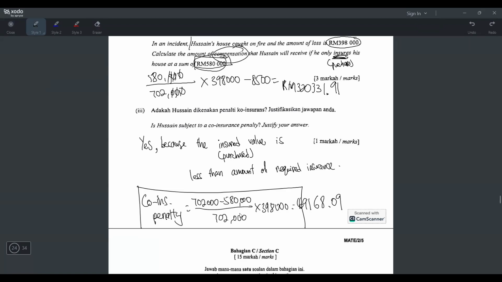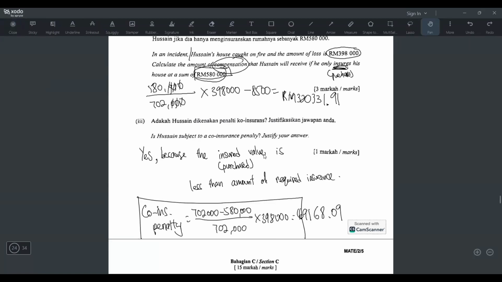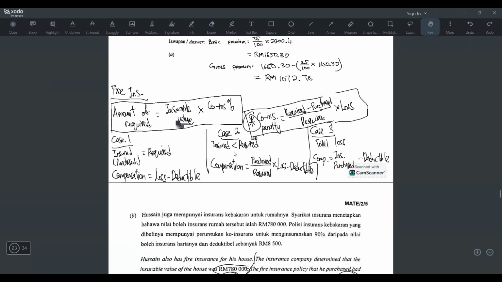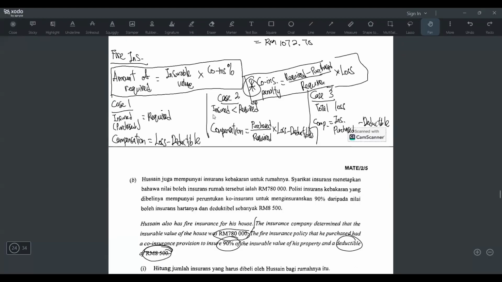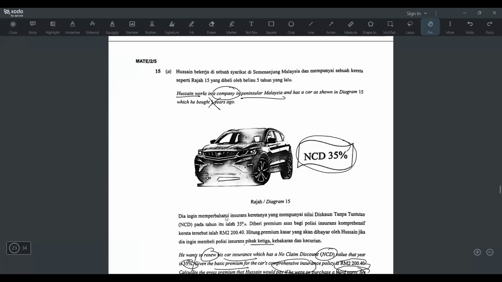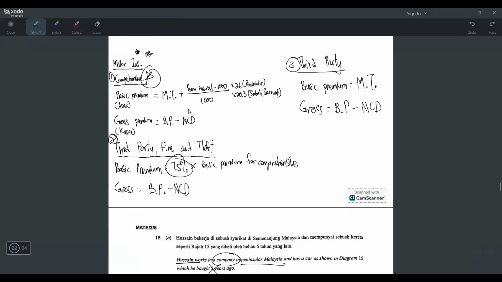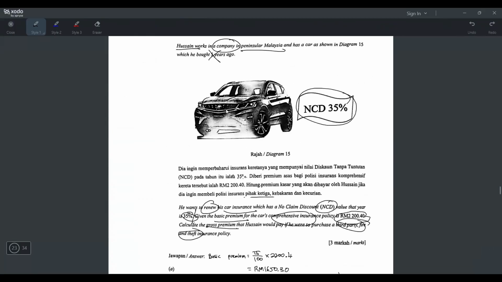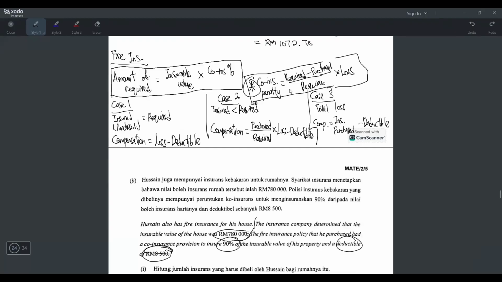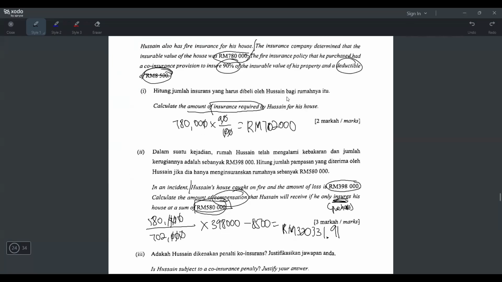Okay, because I don't want you to just understand a bit only. I want you to understand the whole thing, right? So these are the notes. As you can see, when we are doing insurance questions, it's always about memorizing. It's always about formulas, right? You just have to memorize. Like for motor insurance, it's also like this. For fire insurance, it's also like this, right? A lot of stuff you need to remember, but if you memorize it, it will be easy for you to do those questions, right? Okay, hope you understand.